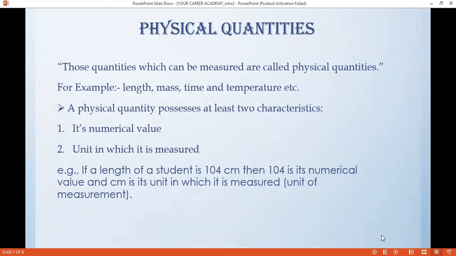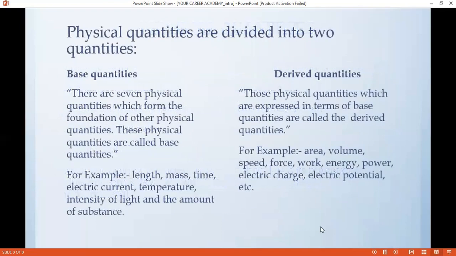These physical quantities are divided into two categories: the base quantities and derived quantities. Base quantities are those 7 physical quantities which form the foundation for other physical quantities. That means using these as a foundation, you can measure other physical quantities. So these physical quantities are called the base quantities. For example, length, mass, time, electric current, temperature, intensity of light, and the amount of substance.